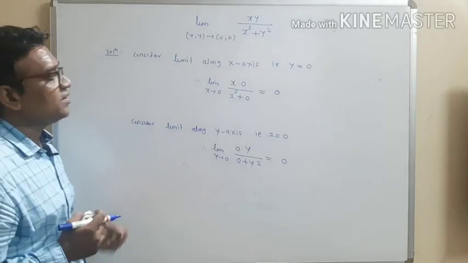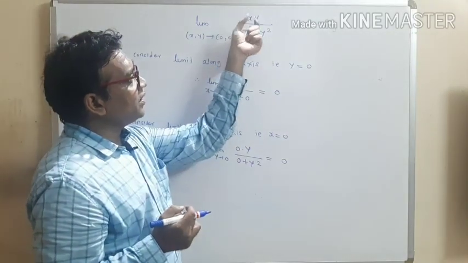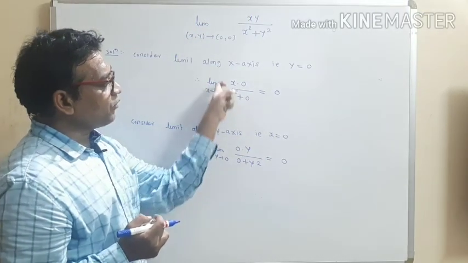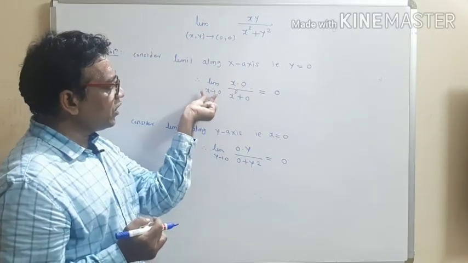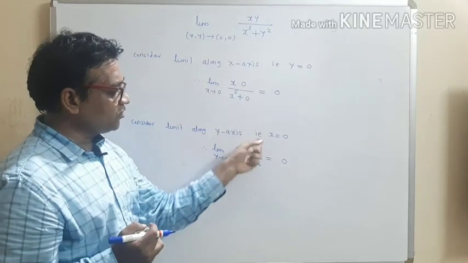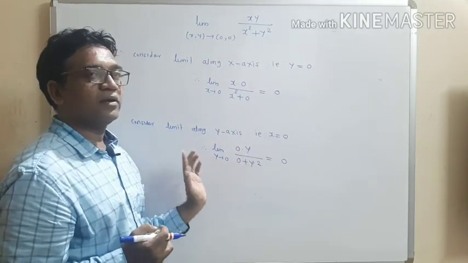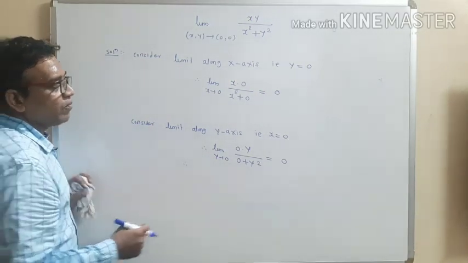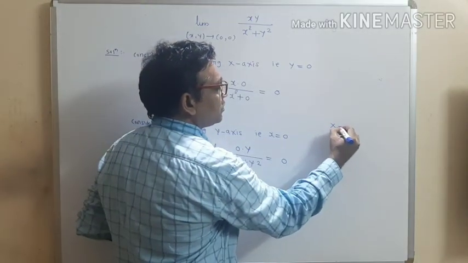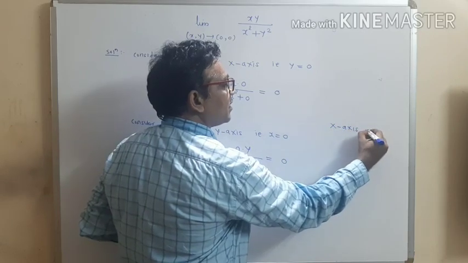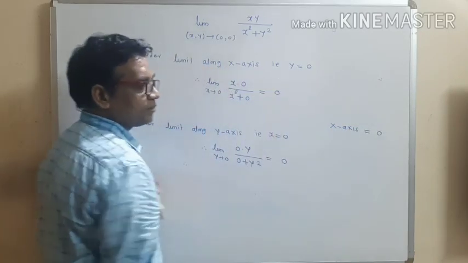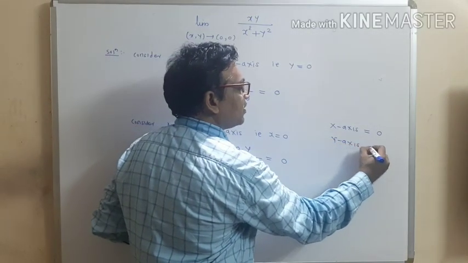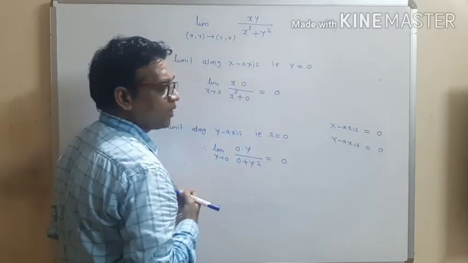So first of all, note this. If the function contains the terms x and y, then we have to write here xy. If the function involves x, then we have to write here x. If the function involves y, then we have to write here y. So up till now, we have found limit along x-axis and this value is 0. We have found limit along y-axis, this is given by the value 0.